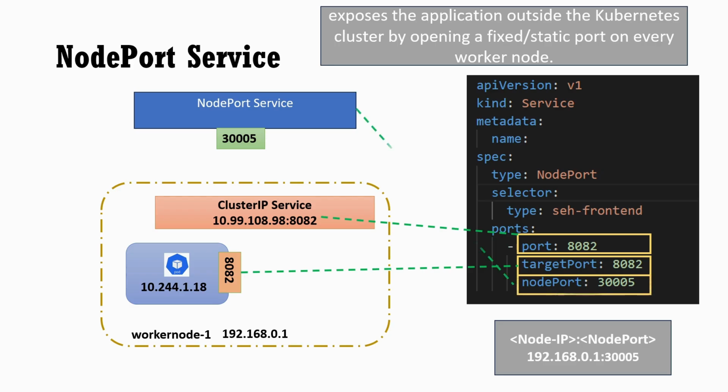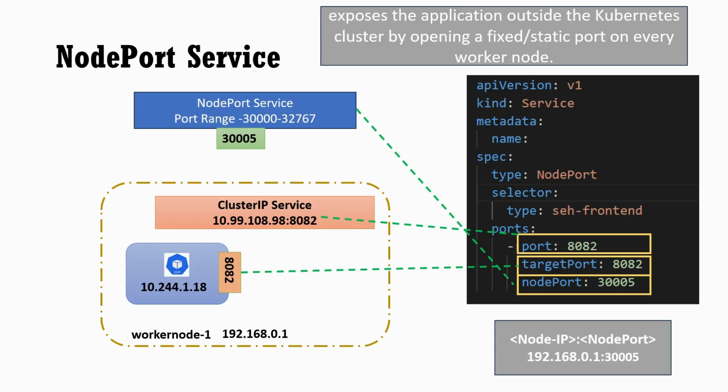Third, we have NodePort. The NodePort is the most important one for external access. This is the port that opens on every worker node. External users like a browser will access the application using NodeIP:NodePort. And NodePort must always be in the range of 30,000 to 32,767. Anything outside this range is invalid.